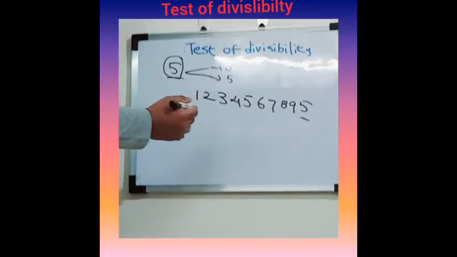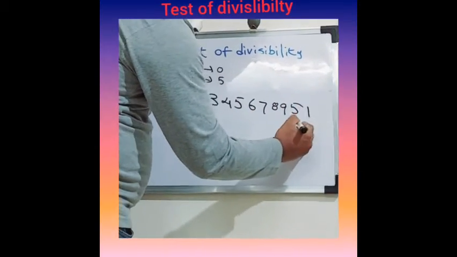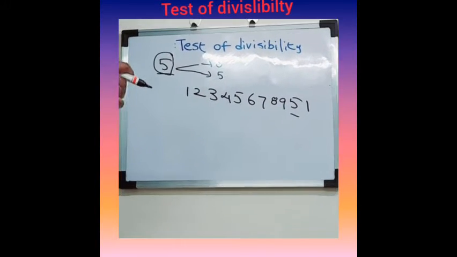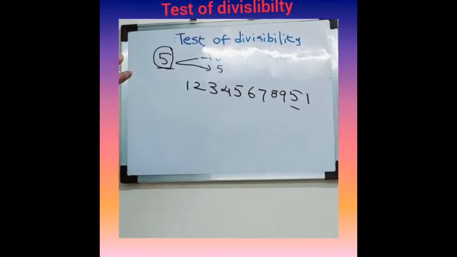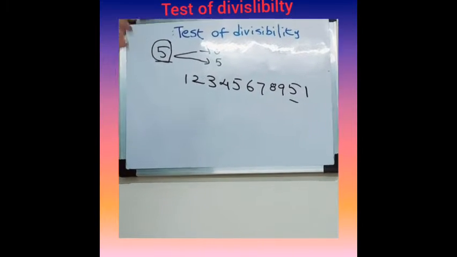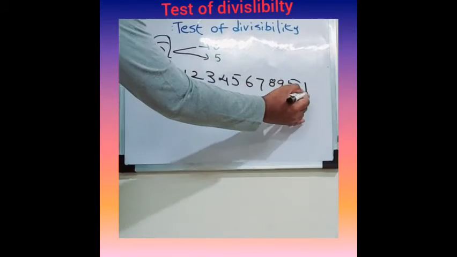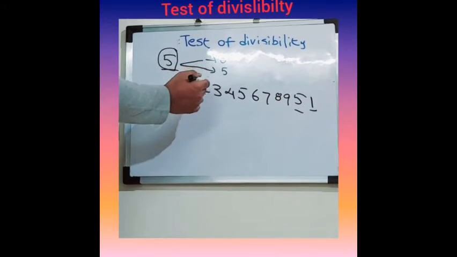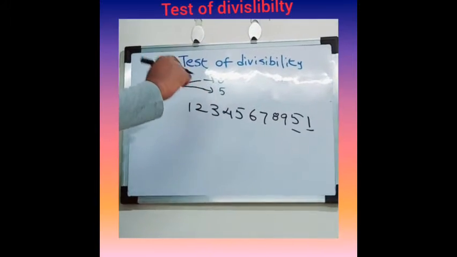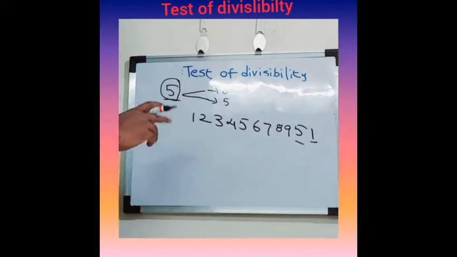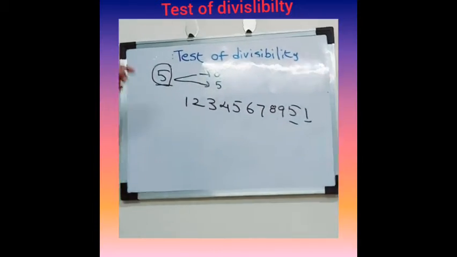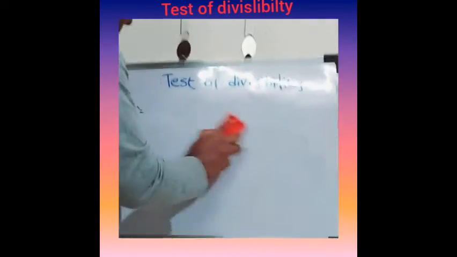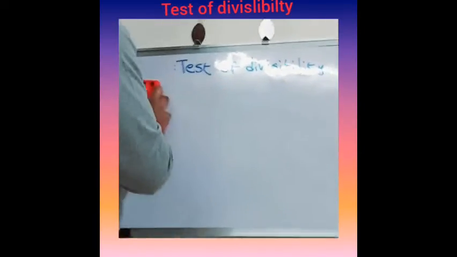And suppose the number is like this: 1, 2, 3, 4, 5, 6, 7, 8, 9, 5, 1. Is this number divisible by 5? Is the complete number divisible by 5 without any remainder? No, because the unit position is 1. As per the rule, if the unit position contains 0 or 5, then the number is definitely completely divisible by 5. These are standard rules we have to follow, and using this logic we will solve various competitive exam questions. We'll see one simple problem.